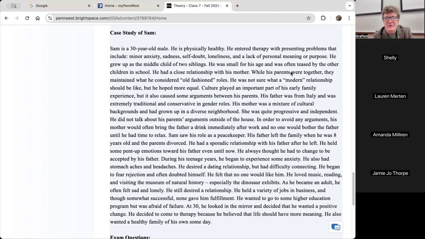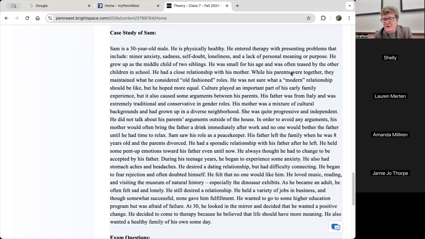He loved music, reading, and visiting the Museum of Natural History, especially the dinosaur exhibits. As he became an adult, he often felt sad and lonely. He still desired a relationship. He held a variety of jobs in business, and though somewhat successful, none gave him fulfillment. He wanted to go to some higher education program, but was afraid of failure.